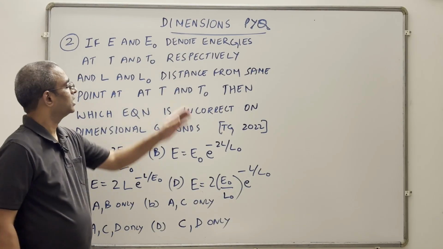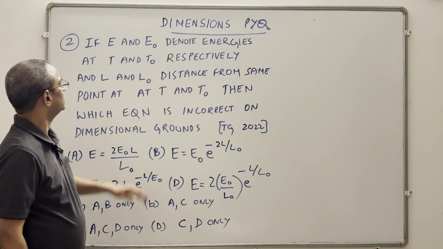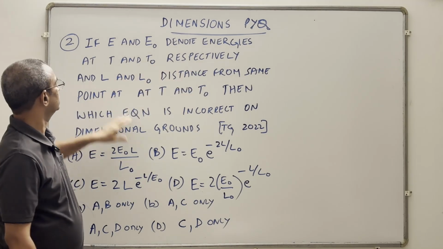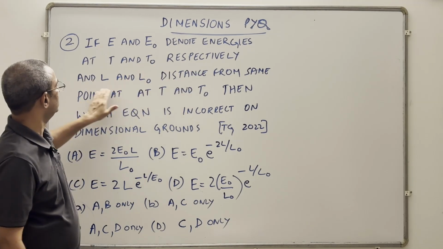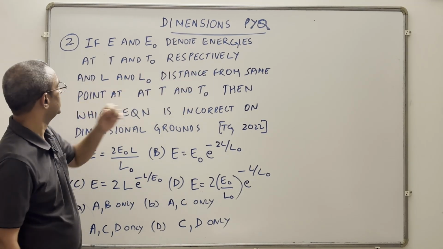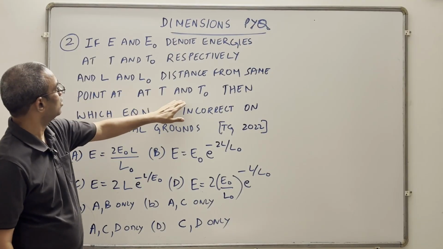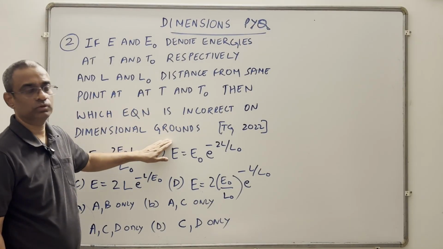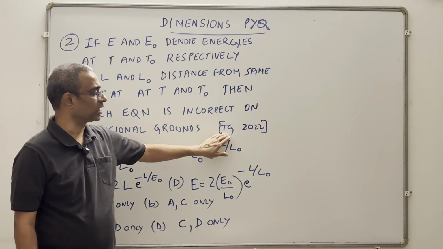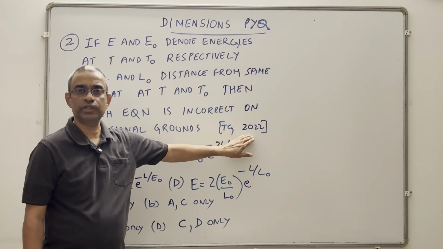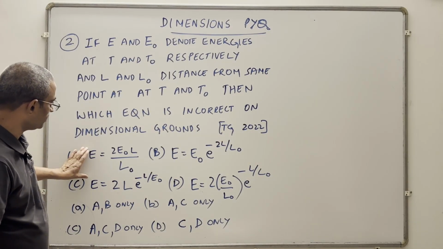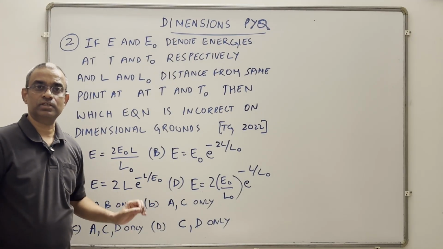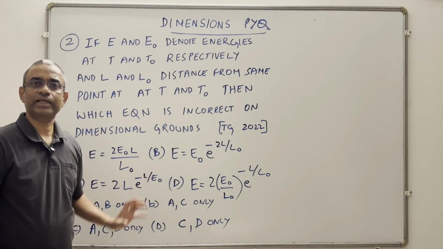Hello students. Let's take a look at this question. If E and E naught denote energies, and T and T naught respectively, and L and L naught distance from the same point at T and T naught, then which equation is incorrect on dimensional grounds? This was asked in Telangana EAPCET 2022. Alright, they have given some equations and they are asking which one is dimensionally incorrect. This is actually a trick question.